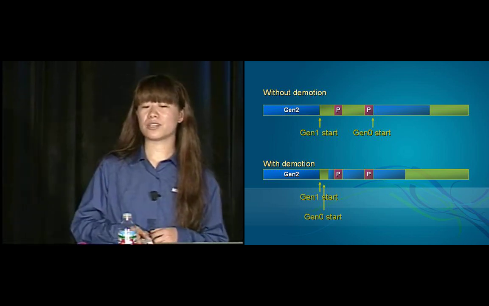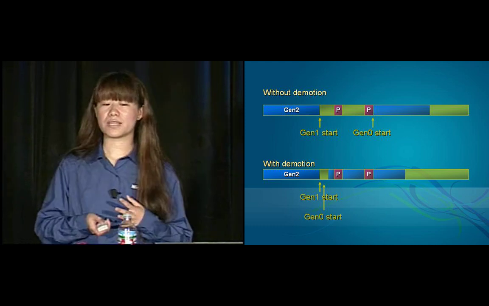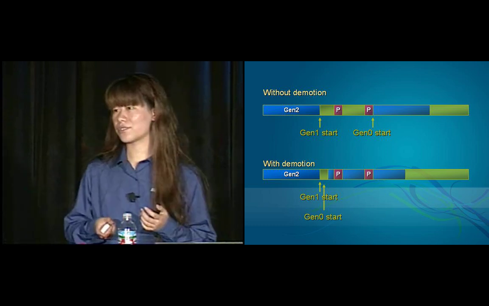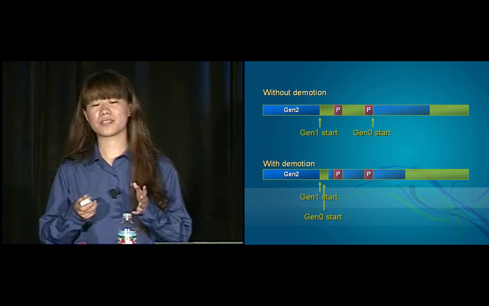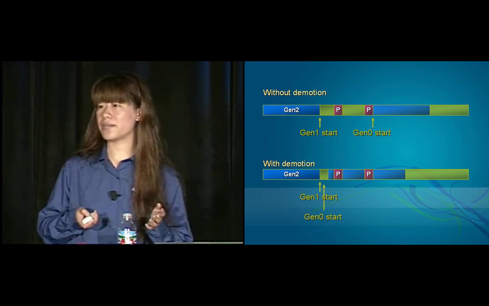So instead of making Gen 0 start right after the last pinned object, we say, let's make Gen 0 start right after Gen 1 start. So now you have this picture where Gen 0 has a couple of pins, and you can allocate in between these pinned objects.